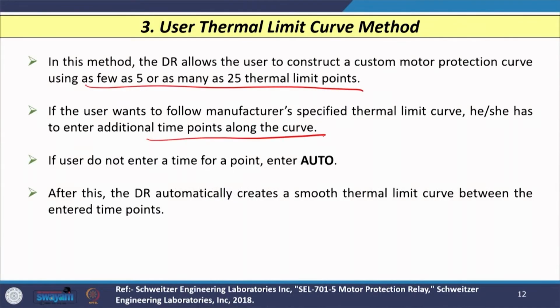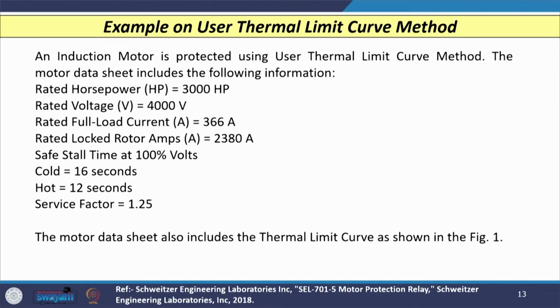If user wants to follow manufacturer specified thermal limit curve, then user is free to follow that and user has to enter additional time points along the curve. However, if user does not want this and let us say this is given in auto mode, then after this the digital relay automatically calculates a smooth thermal limit curve between the entered time points. So, let us see how this can be achieved. So, let us understand this thing with one of the example.